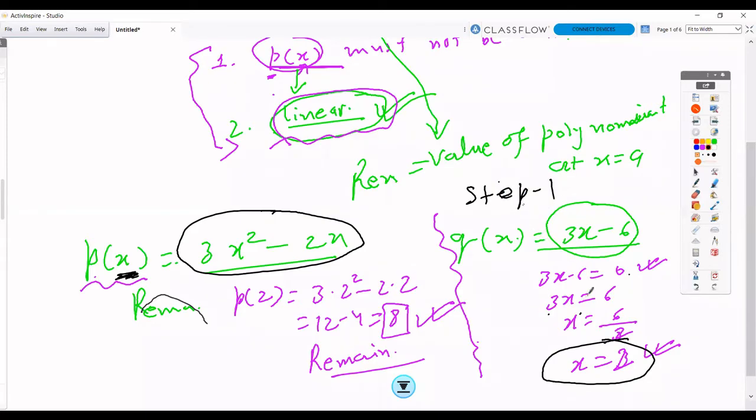Step 1: we are working with the divisor. We equate the divisor with 0 and get the value of x. Got it? Then step 2: we replace the value of x in the dividend. So here we are working with the dividend, and here we are working with the divisor. Whatever is left is the remainder.